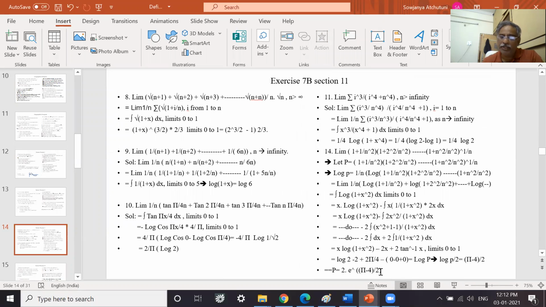So I'm taking out log here. 2 into e to the power of pi minus 4 by 2. So e goes e to the power of pi minus 4 by 2, so 2 goes here, 2 into. So we should remember we have taken log here. Wherever to the power 1 by n is given, this is in the form of 1 by n sigma i by n as n tends to infinity. So by fundamental, log of 1 plus x square is my function. Students, let us do some more critical problems of definite integrals.